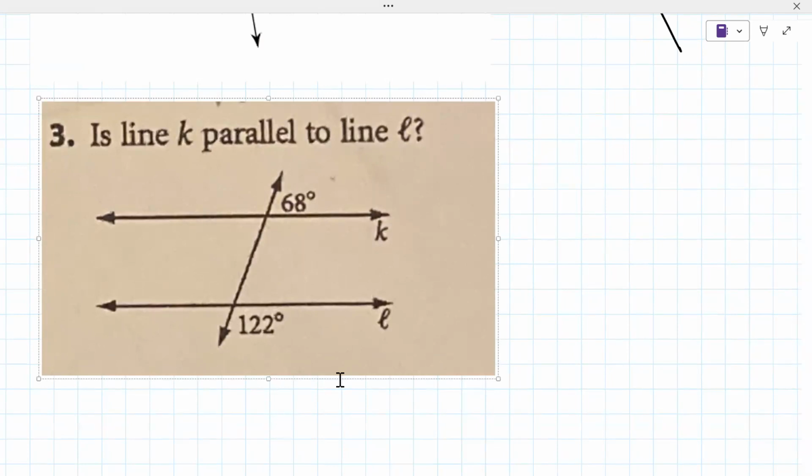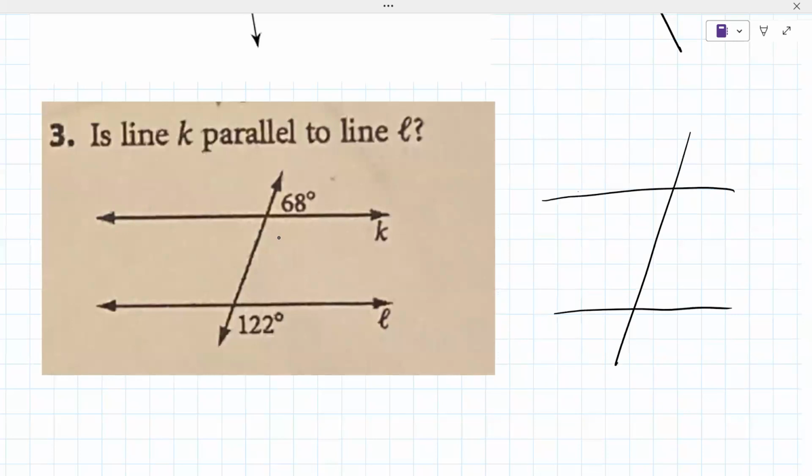Is K parallel to one? Well, wouldn't the left side be 122? What is it asking? Is it parallel? Think about it like if this was 1 and 2, what would they be called? Corresponding? Nope. Same side exterior. What do same side exterior angles add up to? 180. Do these add up to 180?